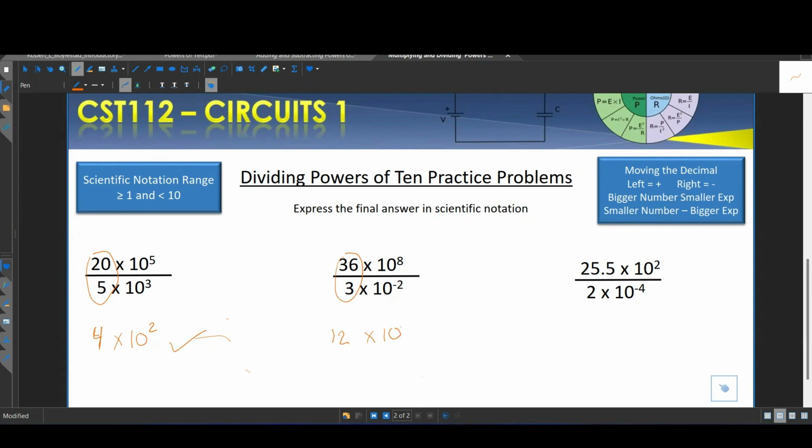times 10 to the what? We need to subtract our exponents. So 8 minus a -2. If you're familiar with keep it, change it, opposite, you keep this number, change the sign, make the sign opposite. So it's really 8 plus 2, which is 10. So this number should be 12 times 10 to the 10. Now, is this number in scientific notation? No, it's too big. So we have to manipulate it a little bit more by moving the decimal to the left 1 spot. We're making this number smaller, so therefore we need to make the exponent, that's right, larger.